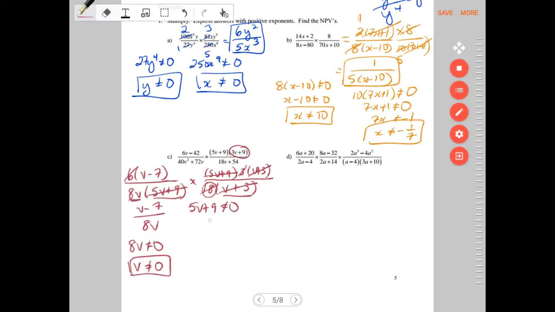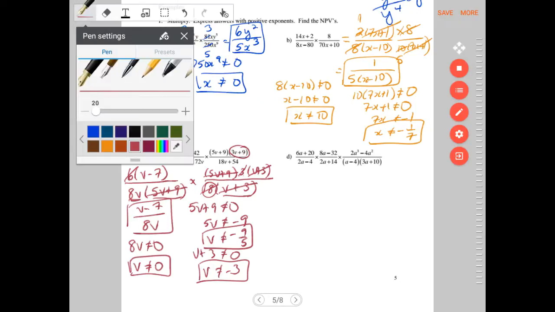Okay, 5v plus 9 cannot be 0. So subtract 9, so 5v cannot equal negative 9. And divide by 5, v cannot equal negative 9/5. Okay, and last, v plus 3 cannot equal 0. And subtract 3 from both sides, so v cannot equal negative 3. There are my NPVs. And of course, this is my simplified rational expression from multiplying.